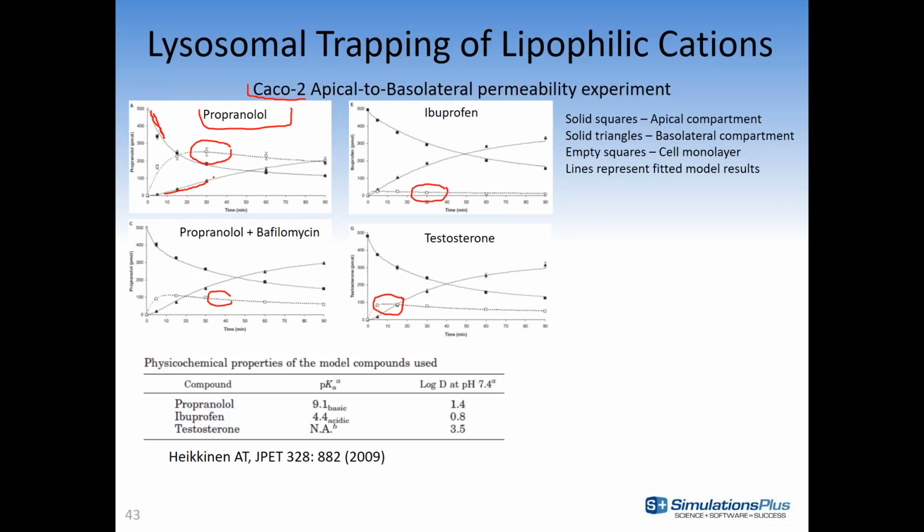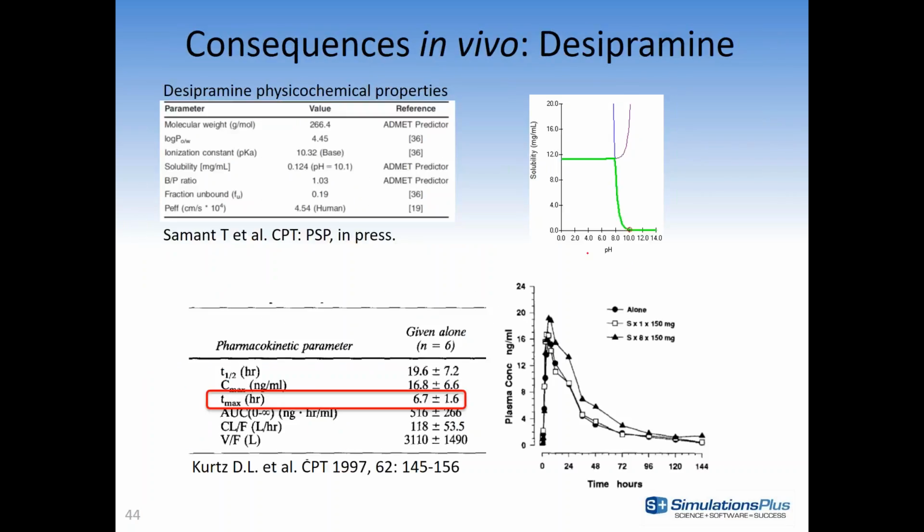And the accumulation in the cell membranes in propranolol was affected by addition of bafilomycin, which modifies the lysosomal pH, so it would increase the lysosomal pH, cause less accumulation of the propranolol in the lysosomes, and subsequently less accumulation in the cells. And as I mentioned, one of the consequences this is going to have in vivo is a prolonged Tmax.